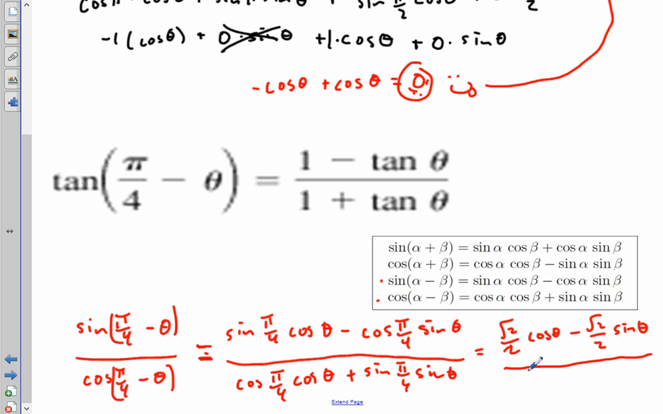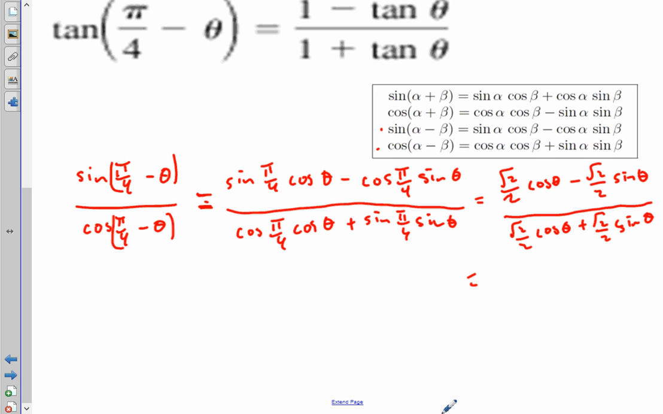Right here, we're going to have square root of 2 over 2 cosine of theta plus, sorry, square root of 2 over 2 sine of theta. Going through, we can see that these, because we can factor them out, will cancel out because we can factor all those out right there. We then have cosine of theta minus sine of theta over cosine of theta plus sine of theta.